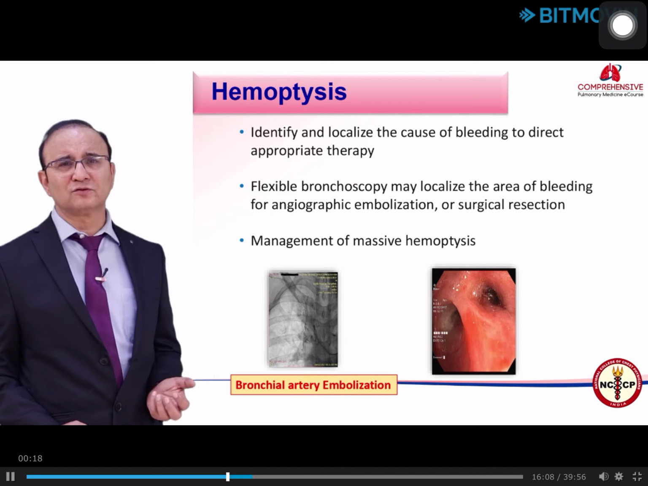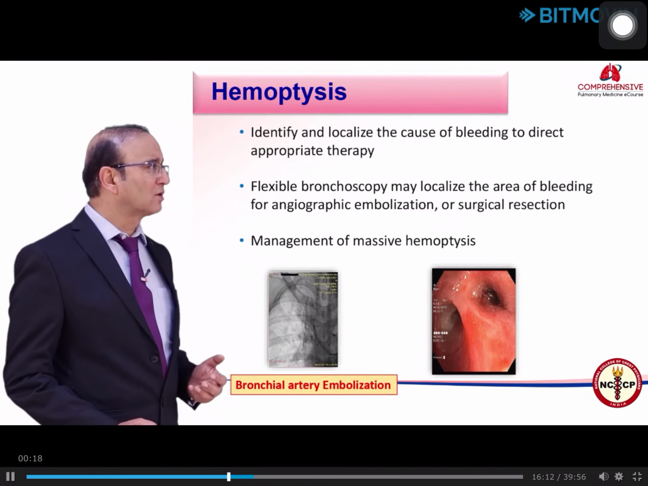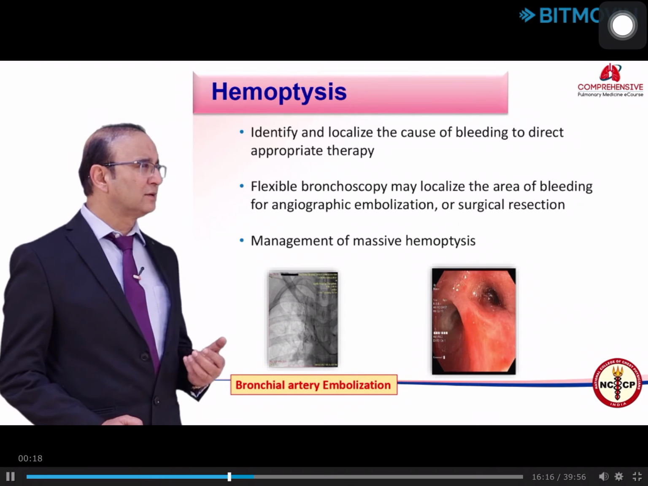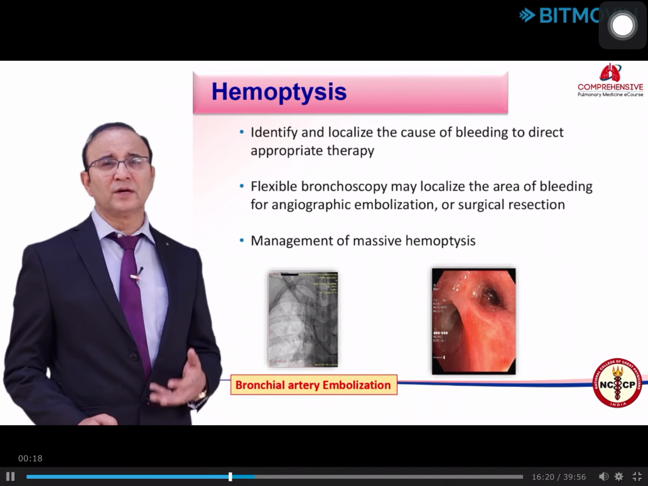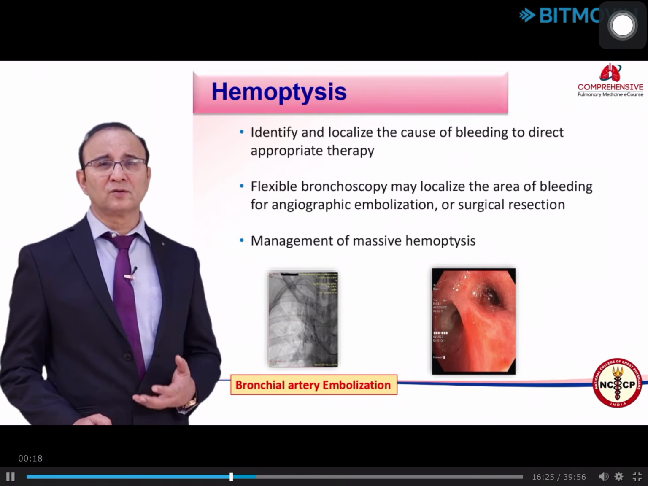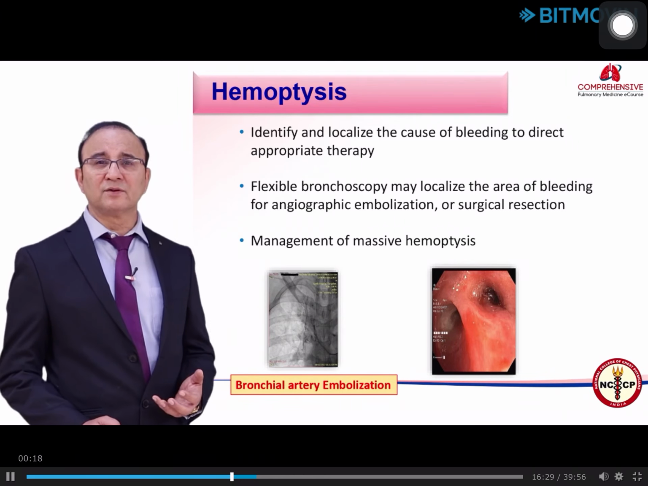Even if the source of bleeding is not identified, flexible bronchoscopy may localize the area of bleeding, which will help with angiographic embolization, where the operator has to stress upon, and if it is not stopping, in what area of the lung has to be resected if there is a persistent massive hemoptysis.